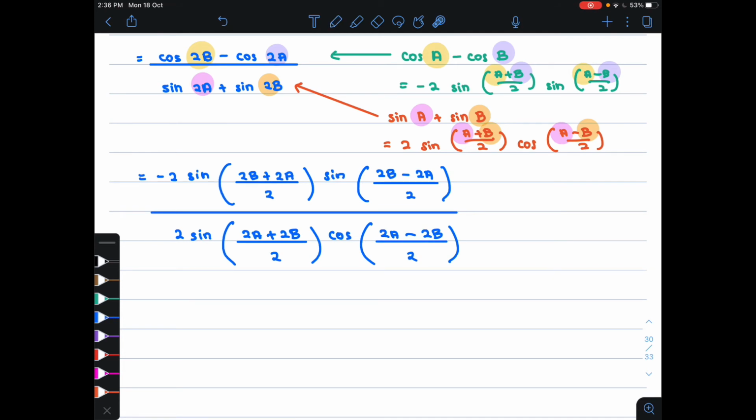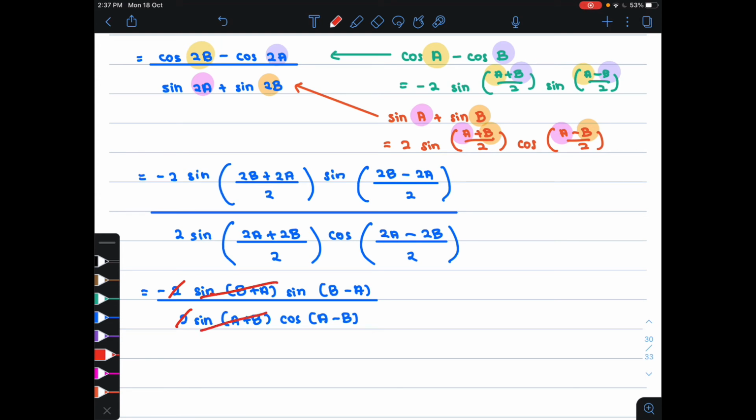By simplifying, we can see that this will give us B plus A. This one is B minus A. This is A plus B. And this is A minus B. And we can cancel out 2 with 2, sin B plus A with sin A plus B. So we'll be left with negative sin B minus A divided by cos A minus B.